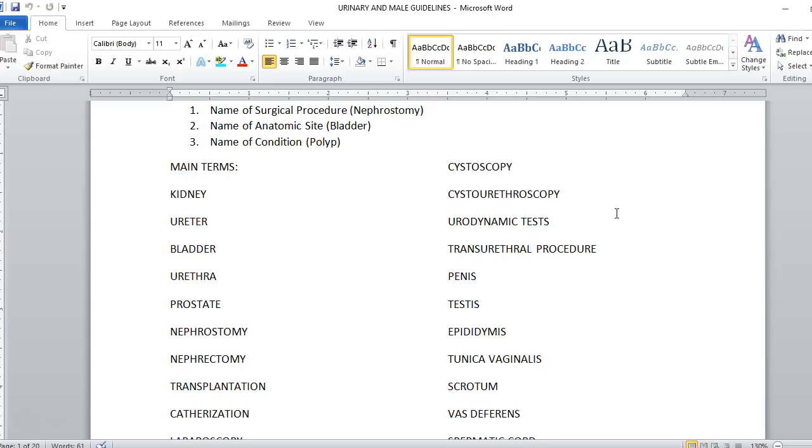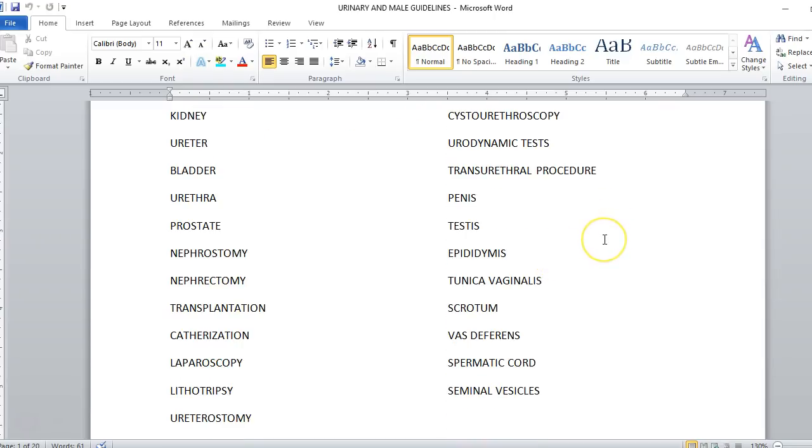Most of male genital, we can look up either the name of the body part or the direct surgery. So we can look up penis, testes, epididymis, tunica vaginalis, scrotum, vas deferens, spermatic cord, seminal vesicles. We can also look up things like orchiectomy. We can look up vasectomy. So we have lots of different choices here that we can use to best describe how to find these codes within the systems.